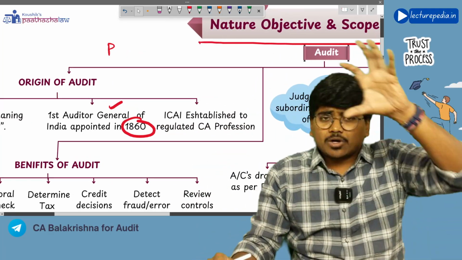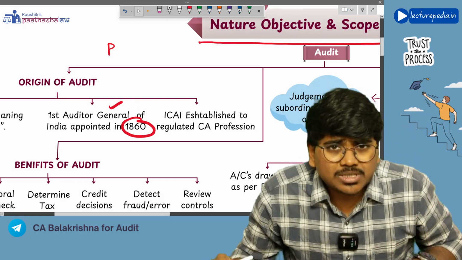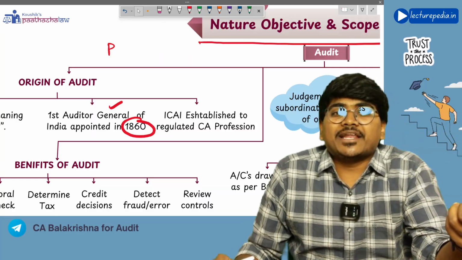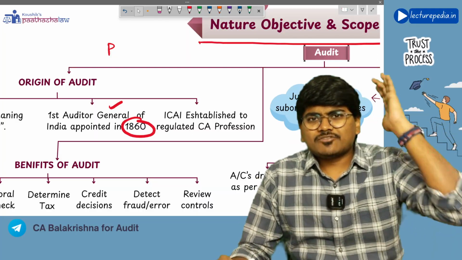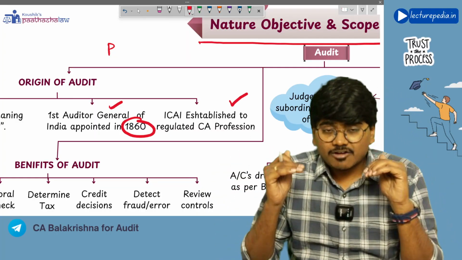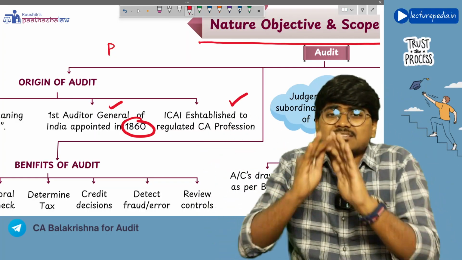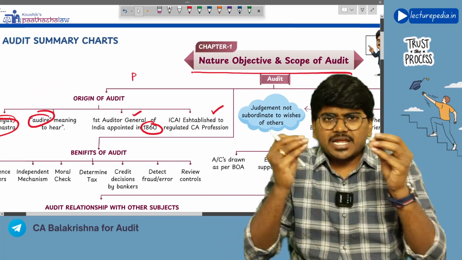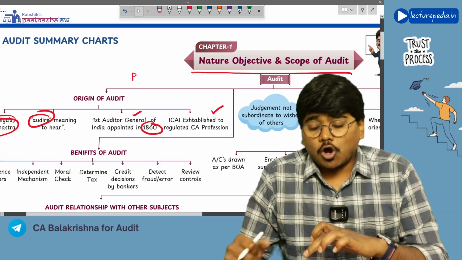Next, to regulate this profession of chartered accountancy, which does the auditing, a particular body by name ICAI, the Institute of Chartered Accountants of India, has been established for the purpose of regulating this entire profession of chartered accountancy. So this is a brief about the origin of audit.